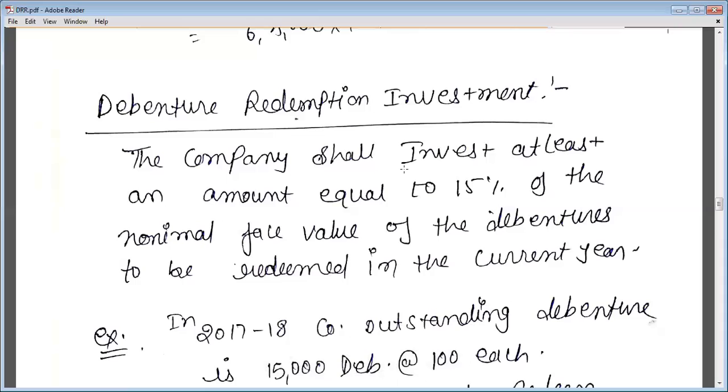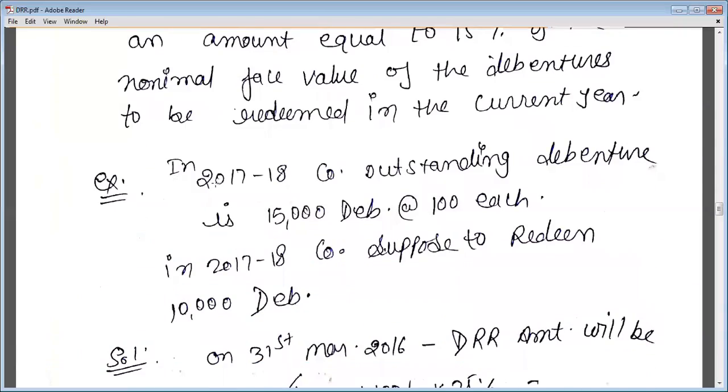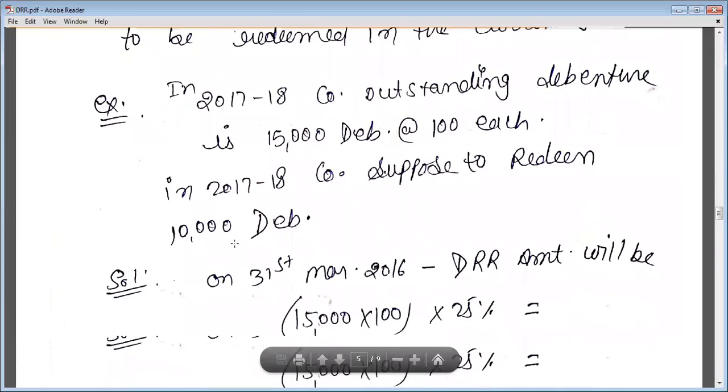तो Companies Act 2013 ने मैंडेटरी कर दिया कि जो भी कंपनी रिडेम्पशन करने जा रही है, तो जिस करंट ईयर में वो जितने डिबेंचर्स का रिडेम्पशन करने जा रही है, उसके नॉमिनल वैल्यू का 15% company has to invest in any government securities or any other securities. Let's understand with an example. In 2017-18, company's outstanding debenture is 15,000 debentures at the rate of 100 each, and in 2017-18, company is supposed to redeem 10,000 debentures. So 2017-18 में company के outstanding debenture है 15,000, and company 2017-18 में 10,000 debentures को redeem करने जा रही है.